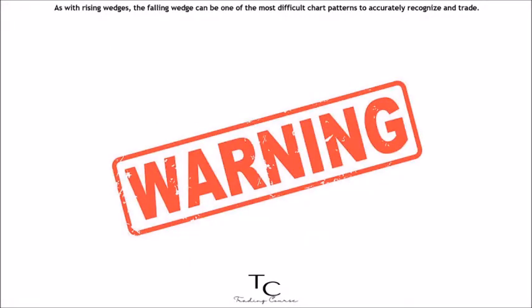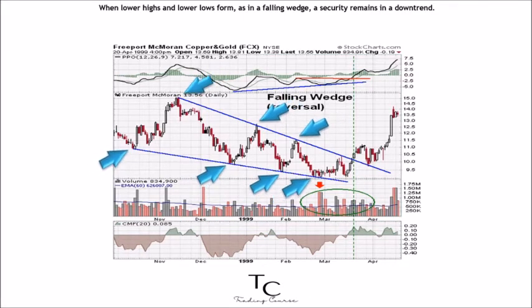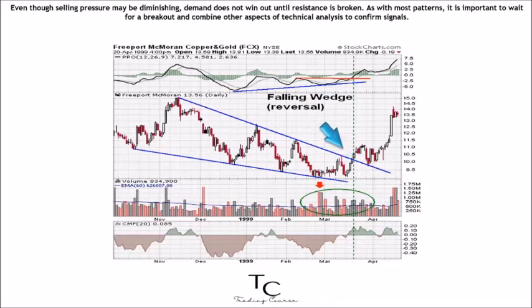As with rising wedges, the falling wedge can be one of the most difficult chart patterns to accurately recognize and trade. When lower highs and lower lows form, as in a falling wedge, a security remains in a downtrend. The falling wedge is designed to spot a decrease in downside momentum and alert technicians to a potential trend reversal. Even though selling pressure may be diminishing, demand does not win out until resistance is broken. As with most patterns, it is important to wait for a breakout and combine other aspects of technical analysis to confirm signals.